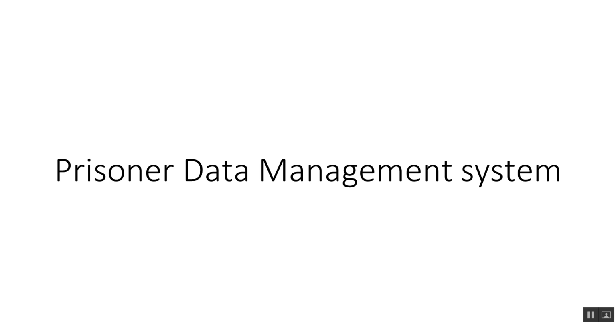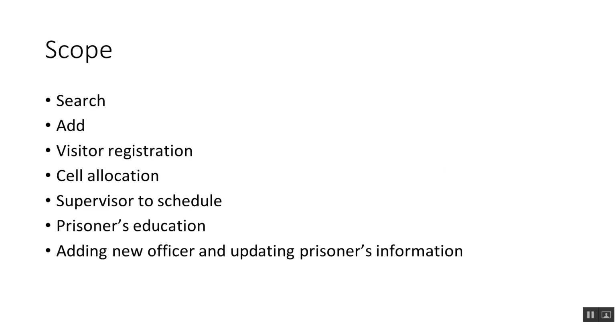during what time. The scope of this system is that the officer can search both officer and prisoner information, and the officer can add new prisoner information, visitor information, and edit old and new prisoner information. Officer can view which room a particular prisoner is staying in and which officer is in charge of the particular cell.